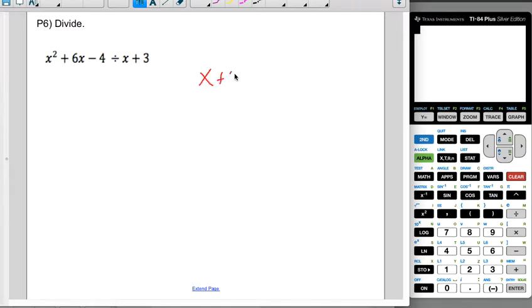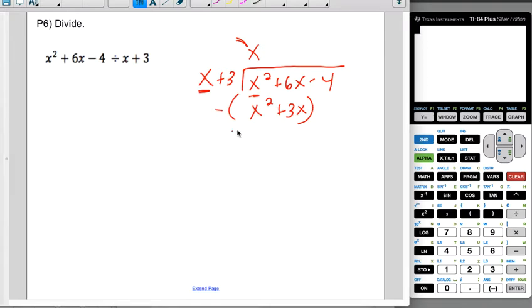So I put my x plus 3 outside the house. I put my x squared plus 6x minus 4 inside the house. What do I have to multiply x by to get an x squared? Well, that's an x, which I then distribute to both of the terms. So x squared plus 3x, and subtract straight down. x squared minus x squared is gone.